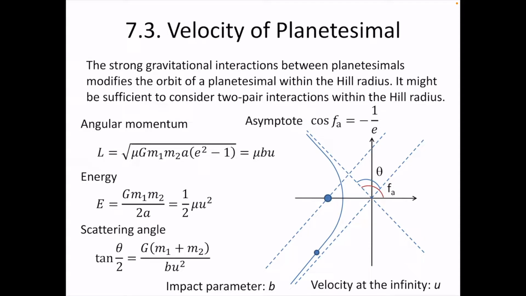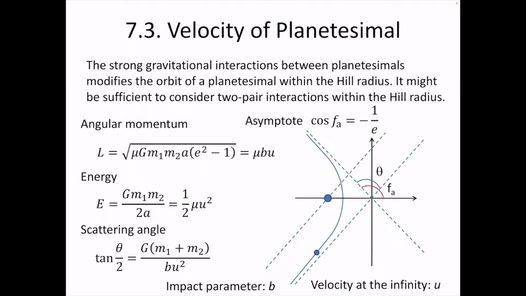Hello everyone. In this section, we are going to study the velocity of planetesimals. We have performed some orbital calculations of planetesimals and found that orbits are significantly modified when a planetesimal approaches another planetesimal. The strong gravitational interactions between planetesimals modify the orbit of a planetesimal within the Hill radius. It might be sufficient to consider two-pair interactions within the Hill radius because the gravity of a central star is weak within the Hill radius.